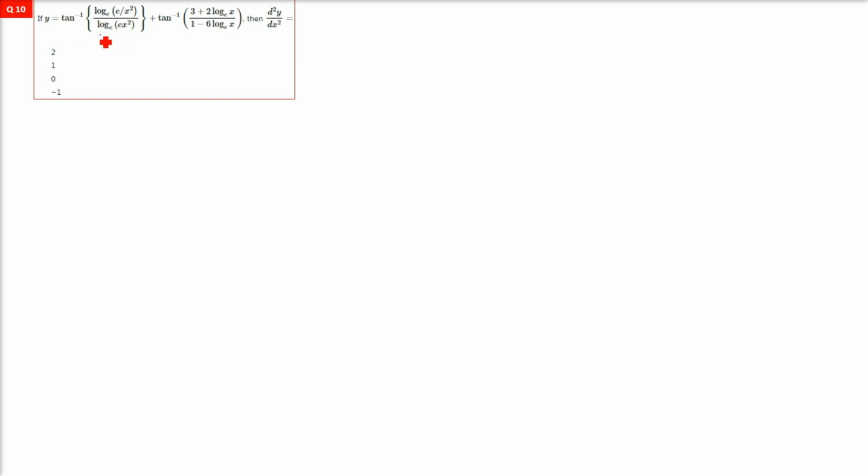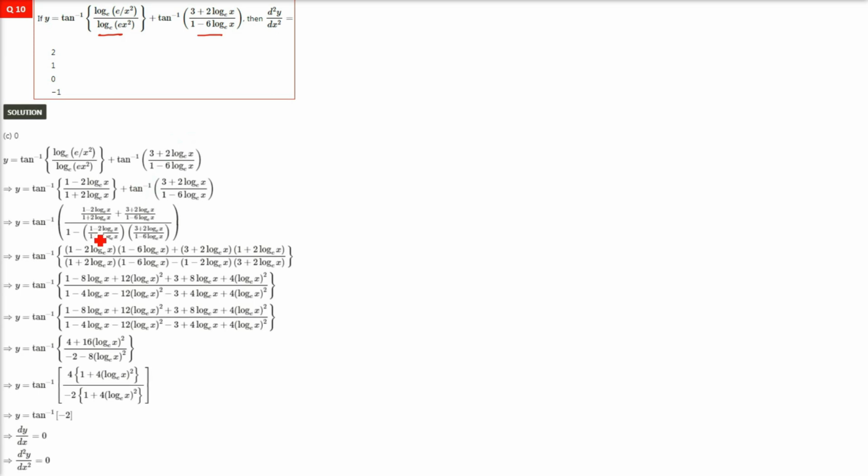y is equal to tan inverse of this plus tan inverse of this, then d2y by dx2. So tan inverse a plus tan inverse b formula we are going to employ. So if you know this, you can do it by yourself. There is just simple differentiation which we already know. So there is log e by x square and in denominator you have log e into x square. So log e by x square.